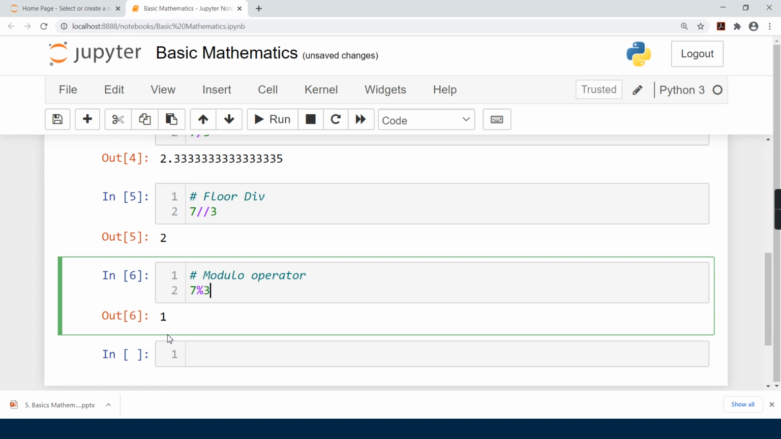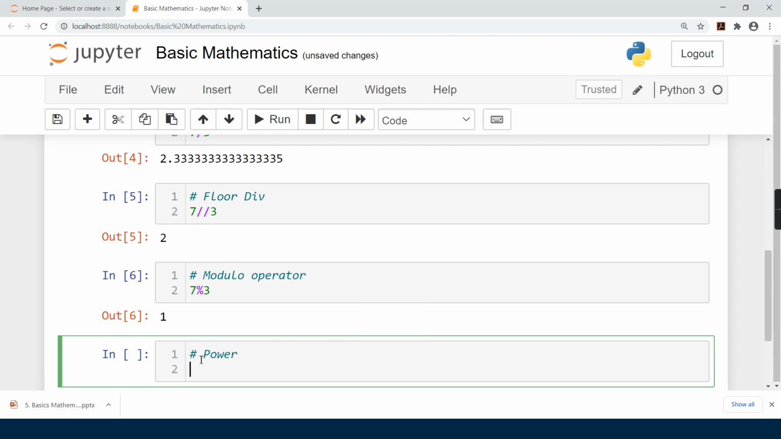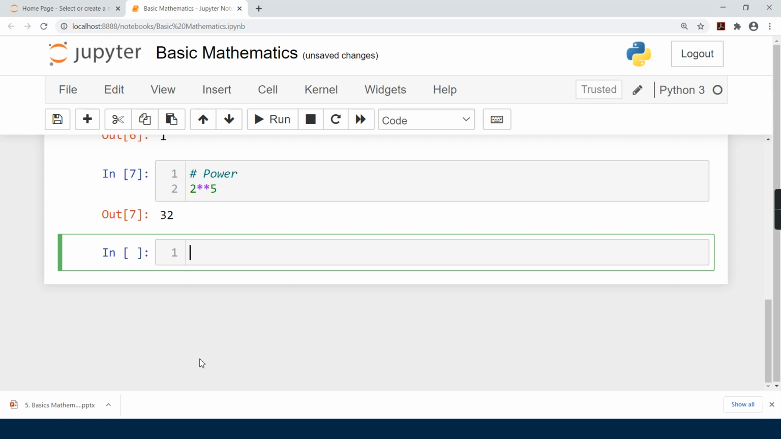Now, apart from these, we have the power operations. So let's say you want to raise a particular number with respect to another number. I'll just mention it as power. Let's say I want to raise 2 to the power of 5. For using the power function, we can simply use double asterisks. So 2 double asterisks 5. If I do that, that means I'm telling Python to raise 2 to the power 5.